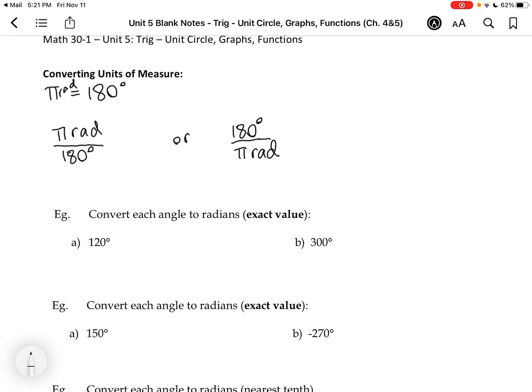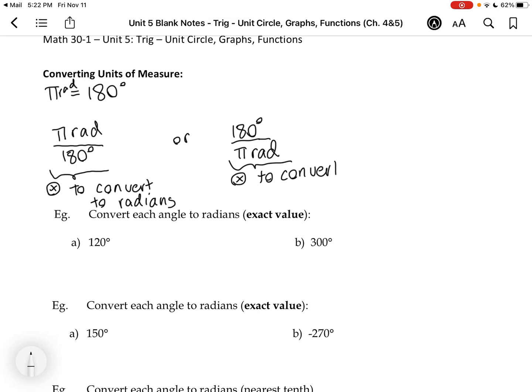And so what we're going to do is multiply by whichever version of this conversion factor cancels the original units. So if we want to convert from degrees to radians, we want degrees to cancel. So this is what we're going to multiply by to convert to radians. Okay, if we're in radians and we want degrees, we want the radians to cancel. So we'll multiply by this to convert to degrees.